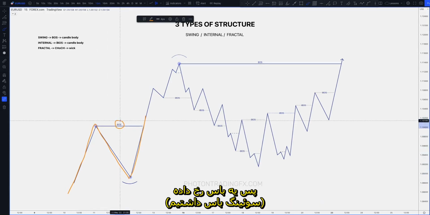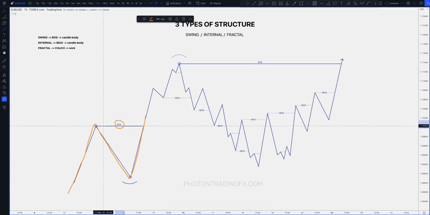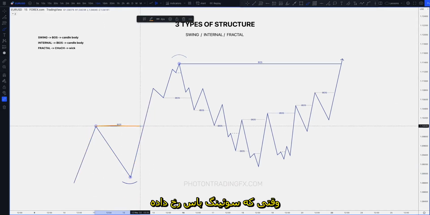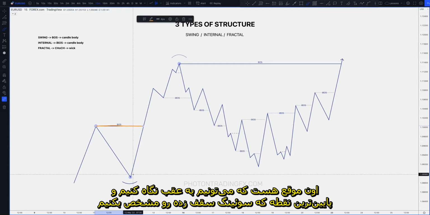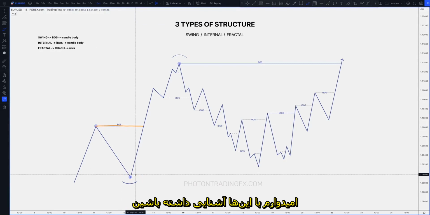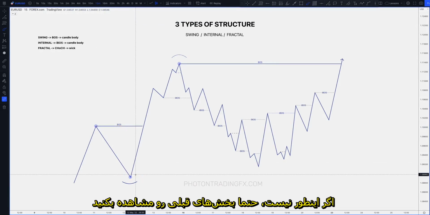So we have a BOS. That's a swing break of structure. So we take out that weak swing high to form that swing higher high. Once we have that swing break of structure, only then can we look back for the lowest point that took out the swing high, after the swing high was created. That we can now confirm is our swing high or low, okay? Hopefully you guys should be very, very familiar with this by now. If not, please make sure you go back through the content before moving on.